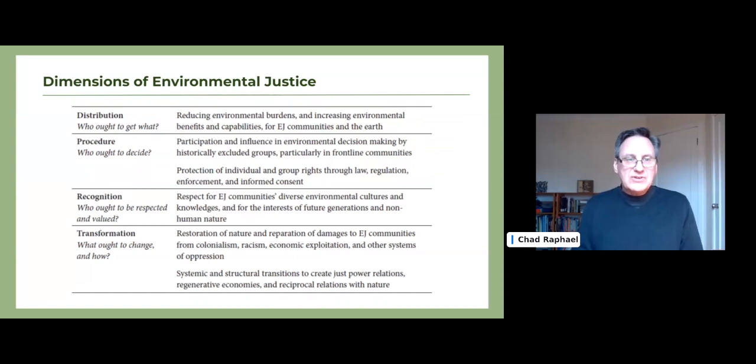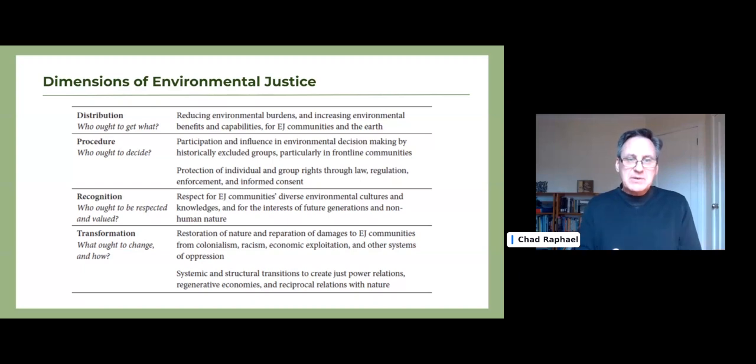So our definition of EJ stands on the shoulders of giants who came before us, scholars who've been thinking about this for quite a long time, but it adds a new twist, particularly in the fourth dimension. We talk about 4 dimensions of environmental justice. The first being distributive justice. That's really about who ought to get what.